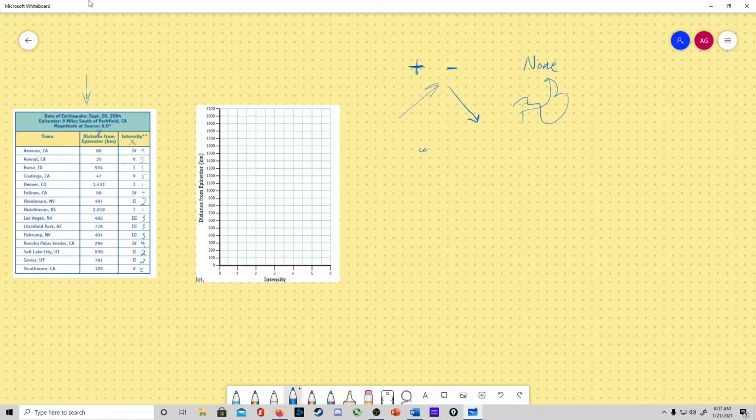So we'll start here. Armona, California had an intensity of 4, and it was 89, so it's somewhere down here. The next one was an intensity of 5, and it was 35 from the epicenter, so that's right down here, a little under half. Boise had a level 1, and it was 900 miles away, so that's up here somewhere. So what, 934? A little under half of 950.